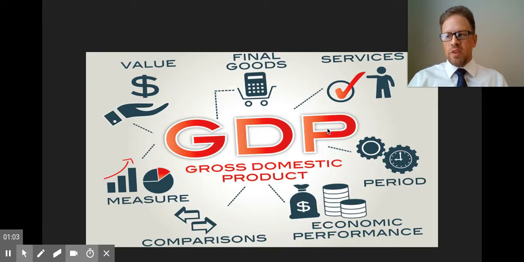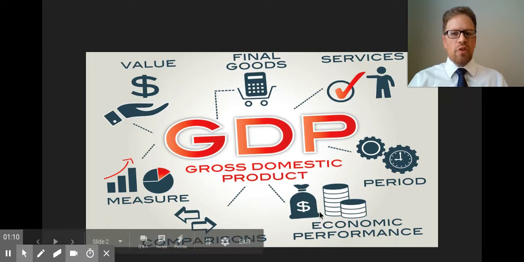GDP is actually a basic measure of economic output and is used as an indicator of the state of the economy. So on some level, it gives you some idea of how we're doing at this point in time.